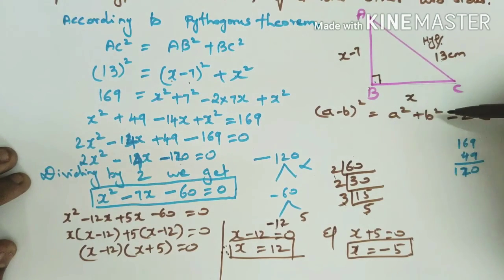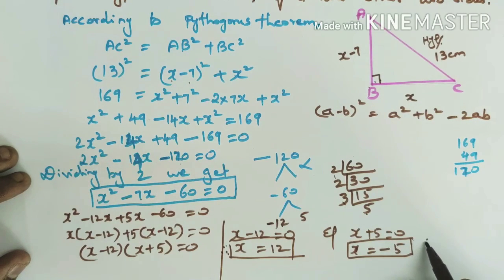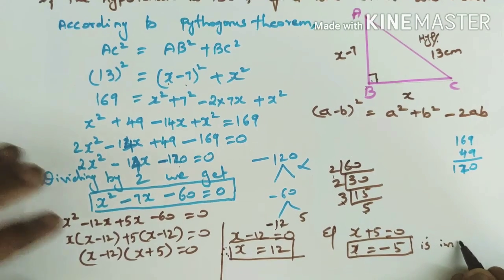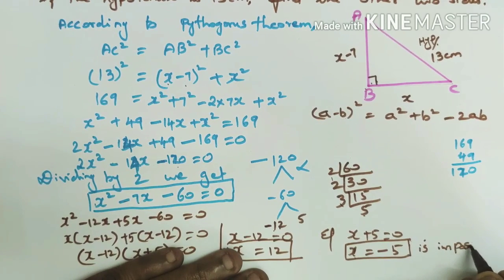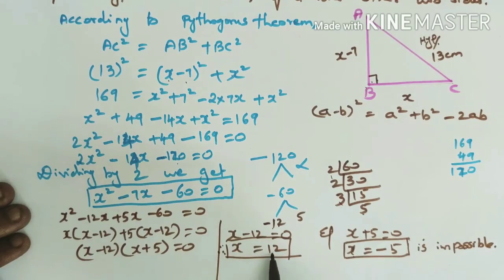But for this sum, see here, whether the measurement will be in negative? No, we can't take a measurement as negative, right? So this is impossible. That is x is equal to minus 5 is impossible. We should consider x is equal to 12.